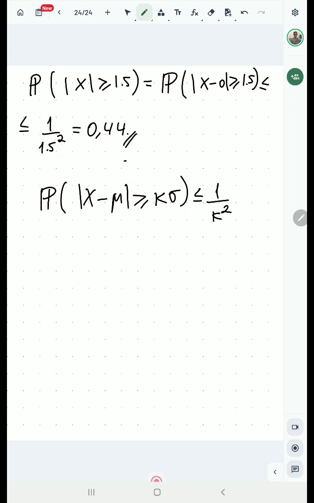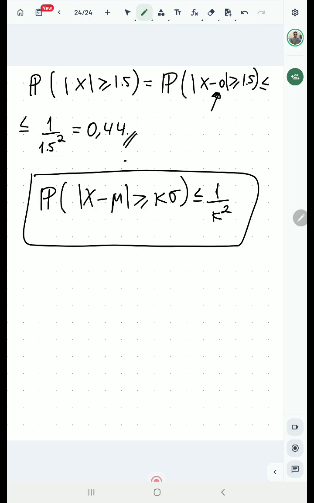Here we got a nice expectation. The mean was equal to 0, so we just plugged in the mean, and the variance was also good because it was equal to 1. So instead of sigma we plugged in 1, and it means that our k is equal to 1.5. Then we find that this probability is less than or equal to 1 over k squared, or 1 over 2.25, which is equal to 0.44. So that is how you bound the probabilities using Chebyshev's inequality.